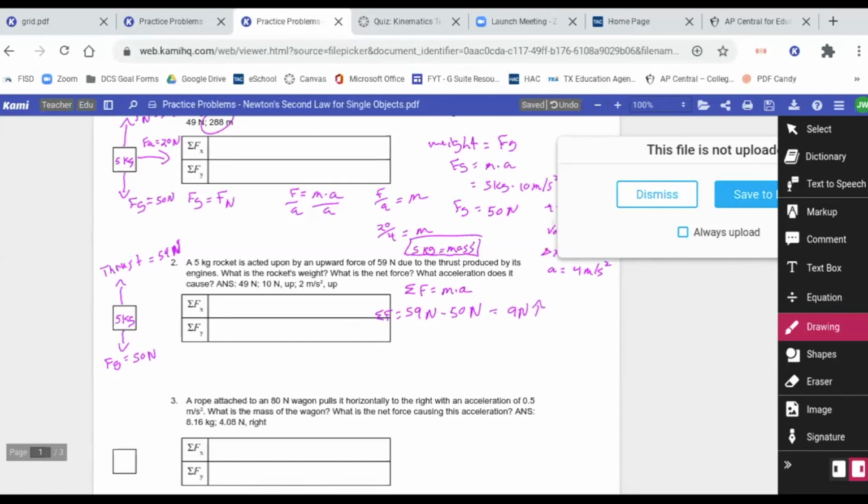Okay, we can still do this because we know the sum of forces equals mass times acceleration. We're looking for acceleration, so we're going to divide both sides by mass. So sum of forces is 9 newtons divided by the mass of 5 equals acceleration. Do not give me fractions. If you gave me a fraction on the test, I took points off because I told you guys decimals. There are too many fractions that equal the same decimal. 9 divided by 5 is 1.8. So the acceleration is 1.8 meters per second squared, and it's going upwards.